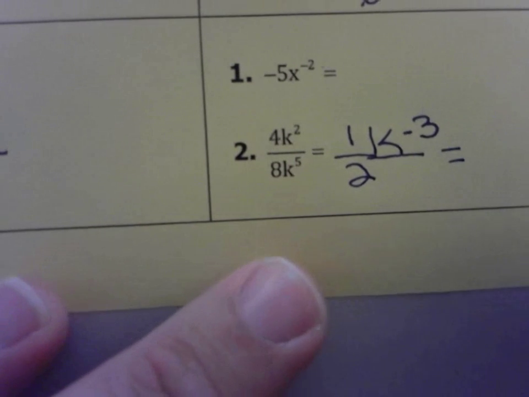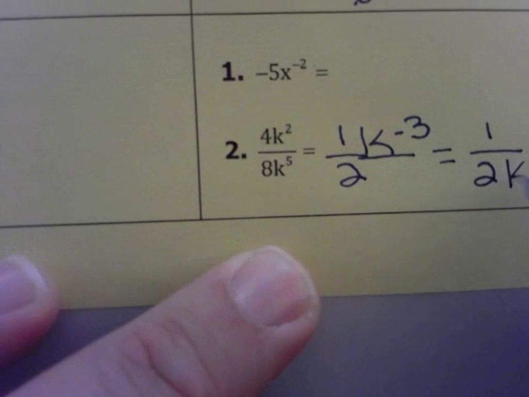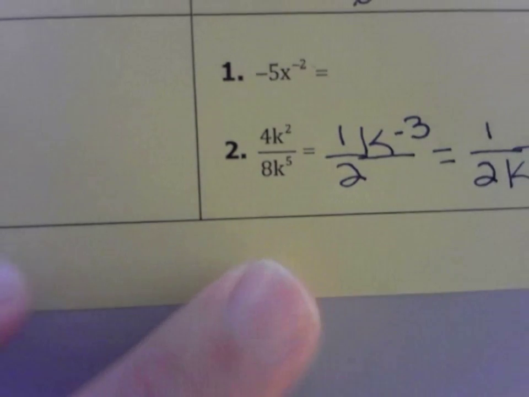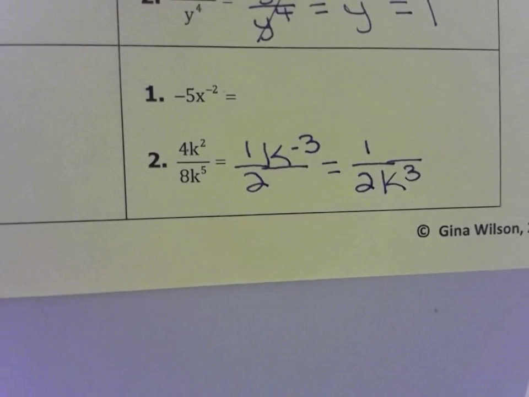I don't like that negative exponent, so where do I move it? 1 over 2, k to the third. So when you move it to the bottom, you make it a positive 3.